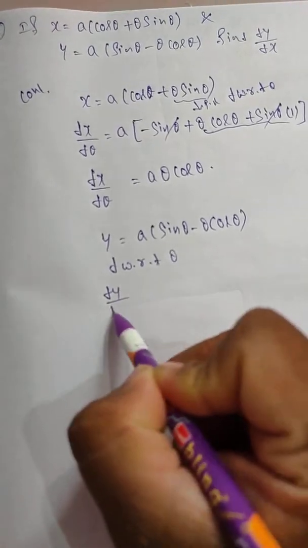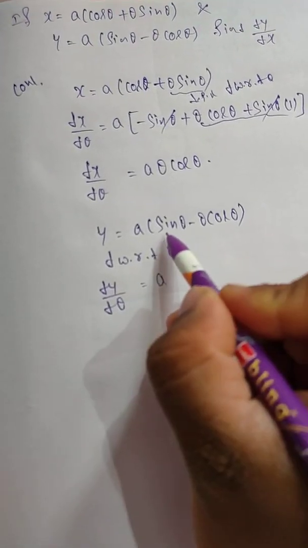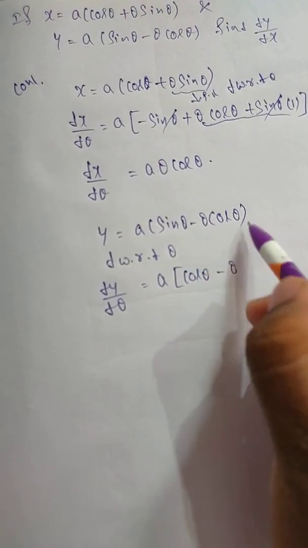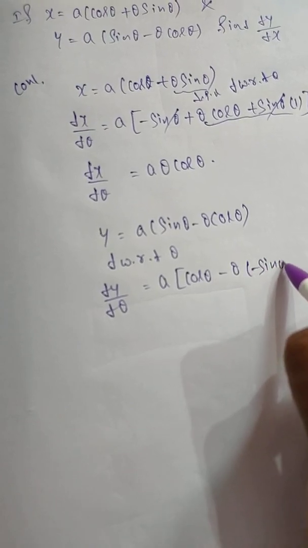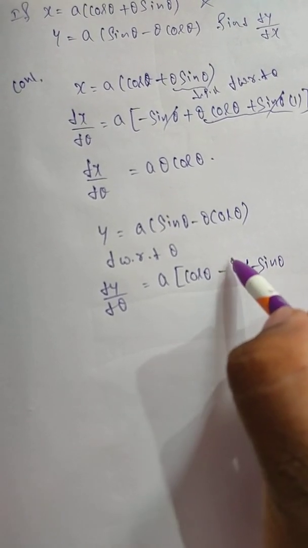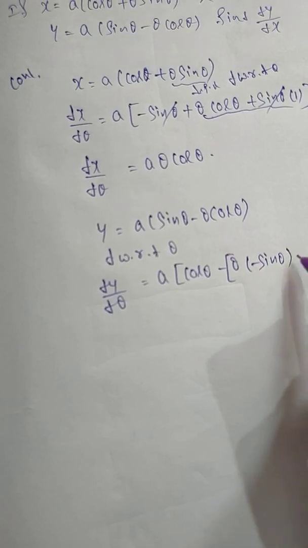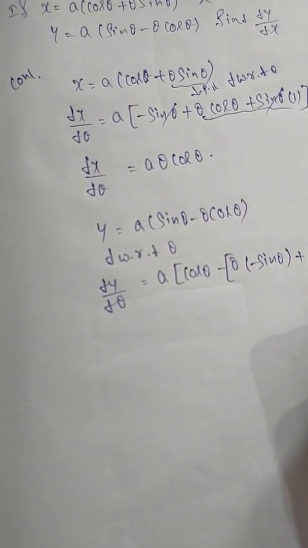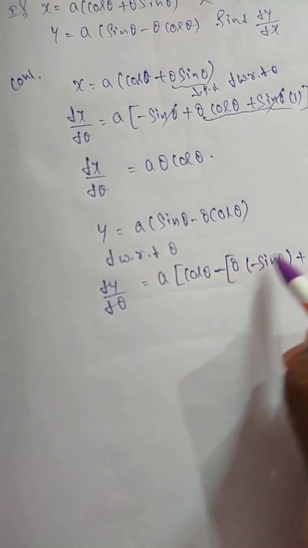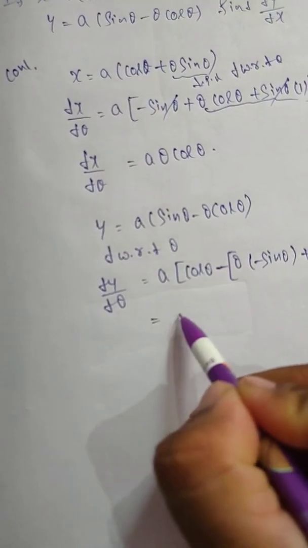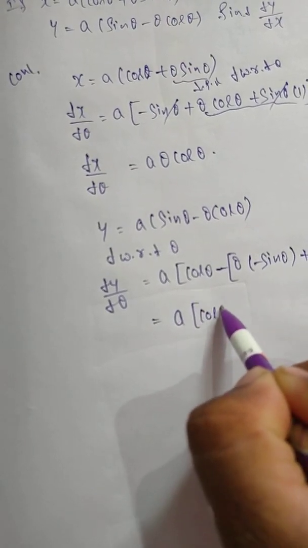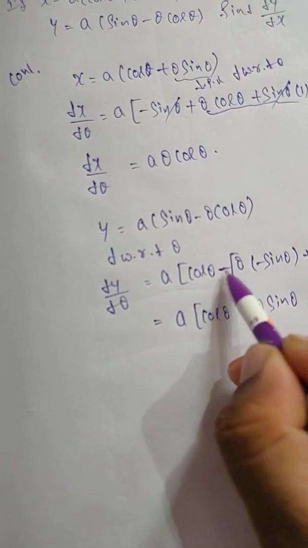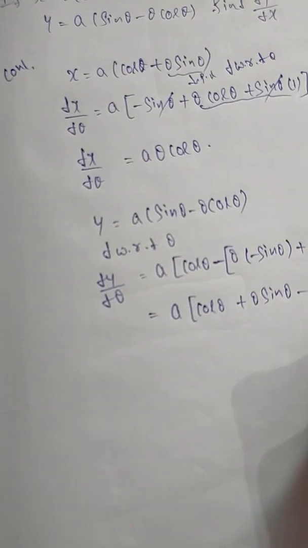So dy by d theta is equal to, here a is a constant, what is the difference? Sin theta is cos theta, minus theta as it is, difference of cos theta is minus sin theta. Now plus cos theta as it is, differentiation of theta is 1. Now multiply this minus inside the bracket, then it will become a into cos theta, this minus will become plus theta sin theta, minus plus will become minus cos theta.